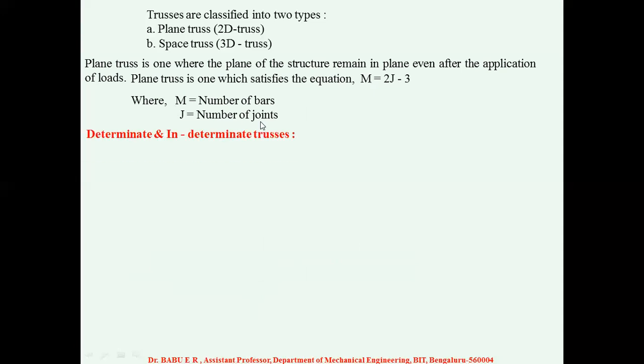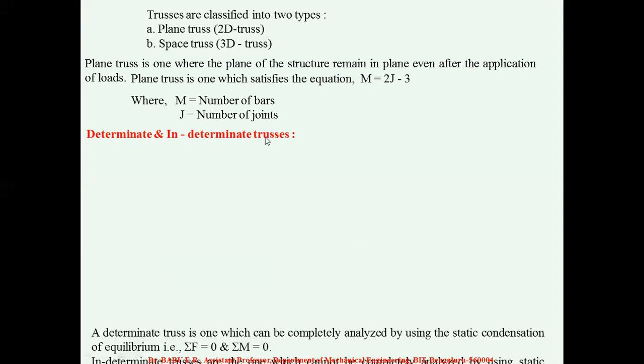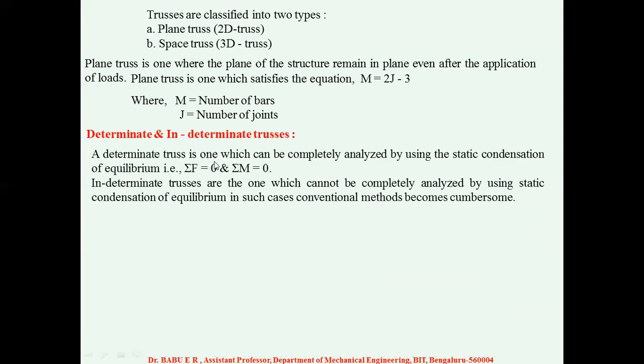Trusses are further classified as determinate and indeterminate trusses. A determinate truss is one which can be completely analyzed by using the static conditions of equilibrium, that is, summation of forces equals 0 and summation of moments equals 0. So determinate trusses can be completely analyzed using the equilibrium equations.